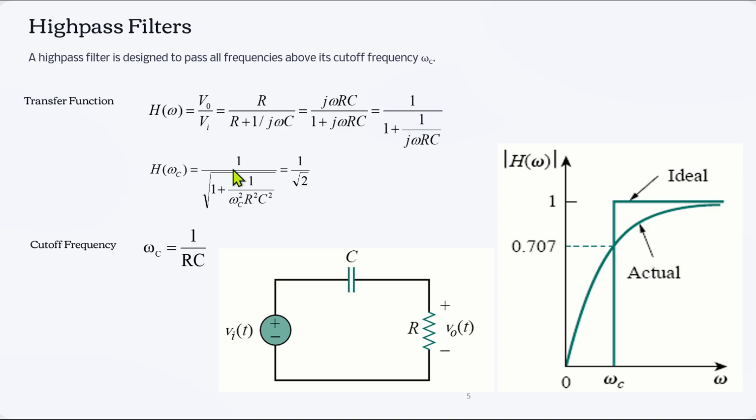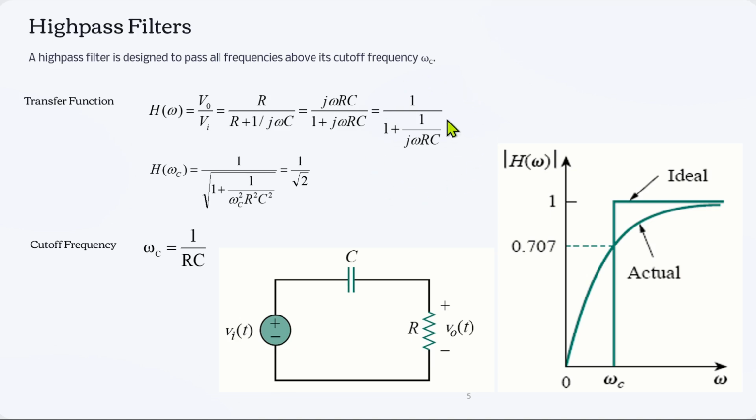Now if we see the transfer function, the transfer function is given by V naught by V i. Here the output is across the resistance, so we have resistance on the top. Below we have the total impedance, which is R plus 1 by j omega C. After simplifying, we have this relation.